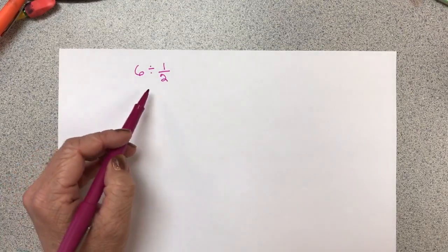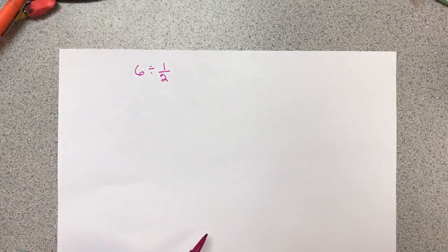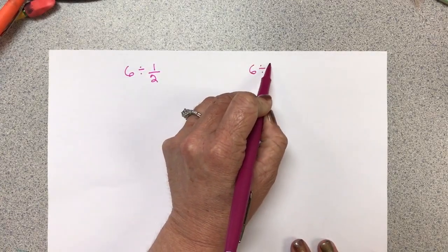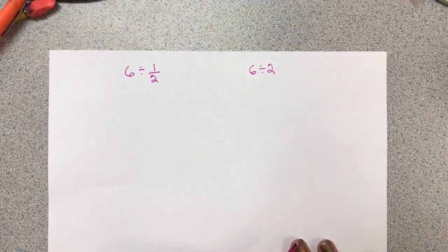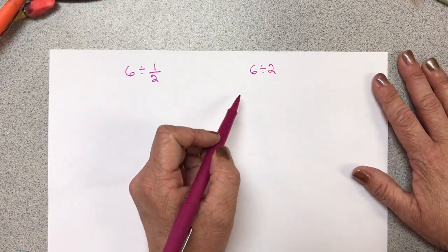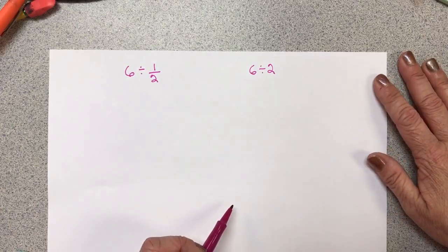So the original problem, 6 apples, divide that in half, that's more 6 divided by 2, right? And we all know that 6 divided by 2 is 3. So let's think about this story problem. And actually I'm gonna switch to cakes. You know how much I love cakes and brownies and that whole thing.